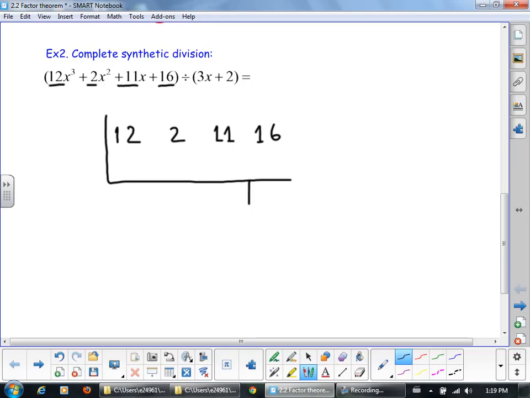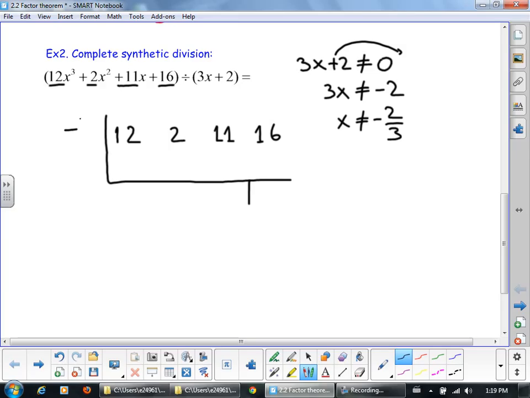So for the restriction, 3x plus 2 cannot be equal to 0, and we're going to isolate x. So we're going to move 2 over, which is going to be 3x cannot be equal to negative 2, and then we're going to divide everything by 3, which is going to produce a restriction of negative 2 over 3. That is the number we're going to put to the left of the vertical line here.